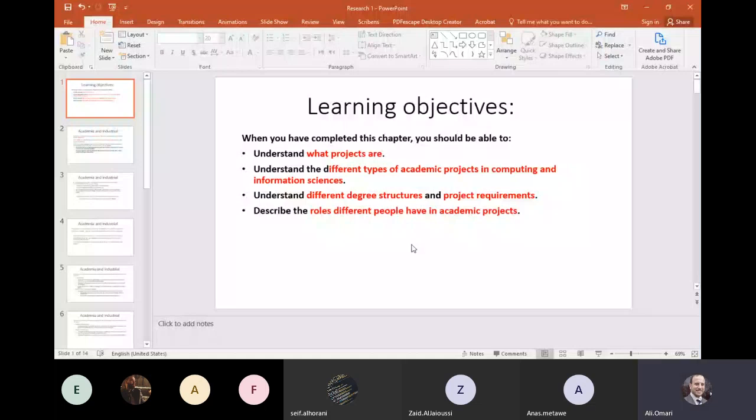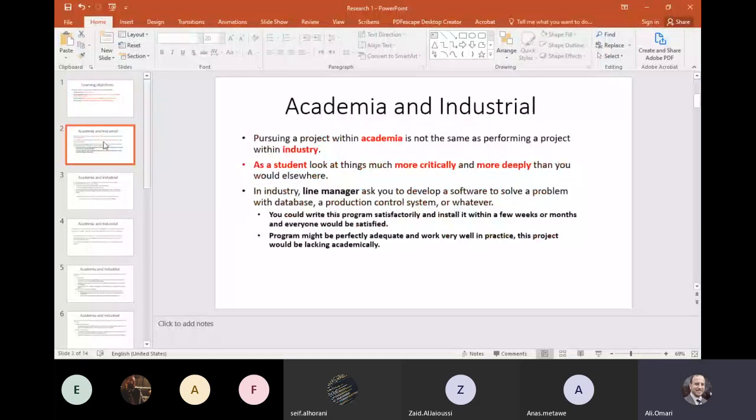Okay, so that's our objective, and the first thing is we must understand what a project is in industry and what a project is in the academic world. Both projects are different, because the project that is done in academia is not the same as the project in the industry.